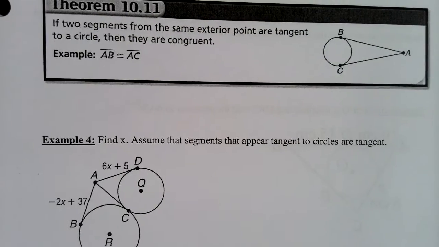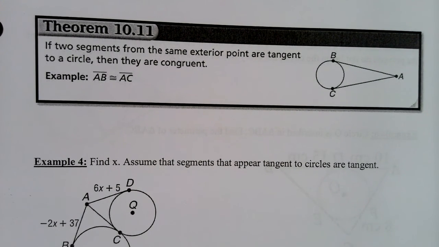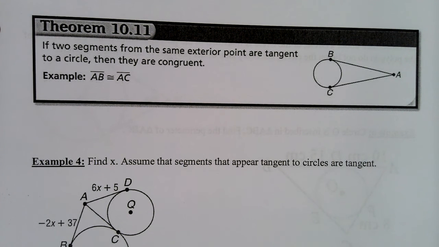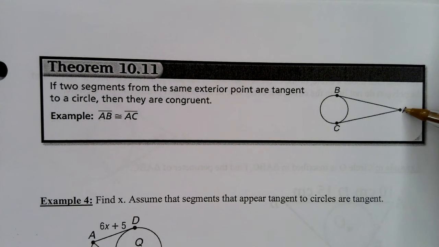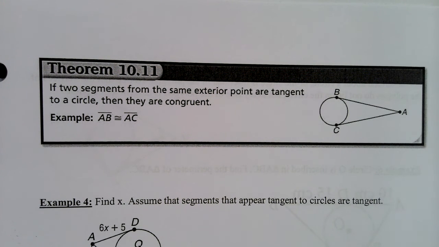Moving on. Here's another theorem. If two segments from the same exterior point, meaning a point outside, are tangents to a circle, then they are congruent. In this diagram, you have a point on the exterior of the circle, point A. We have two tangent lines, AB and AC. Since they're both coming from the same point outside the circle, they have to be congruent. So you can conclude that AB is congruent to AC.